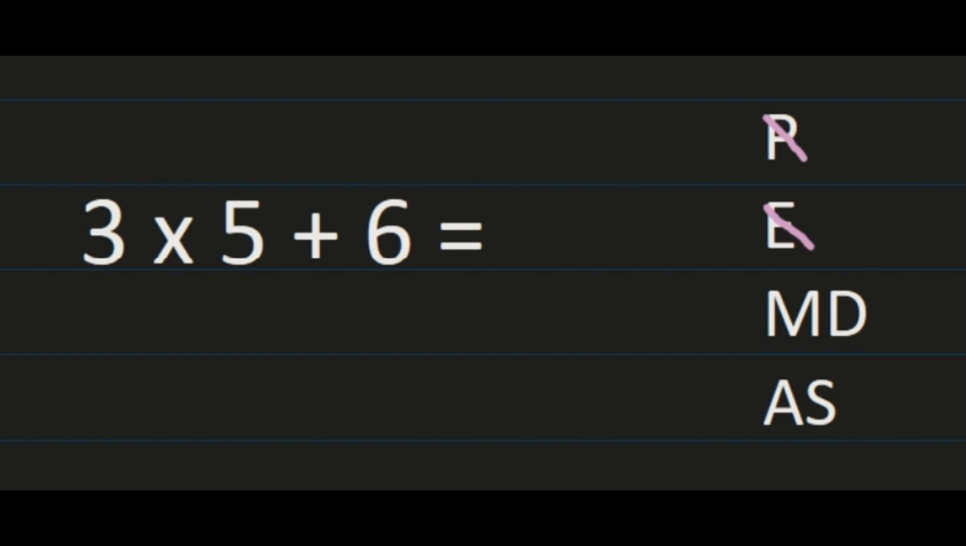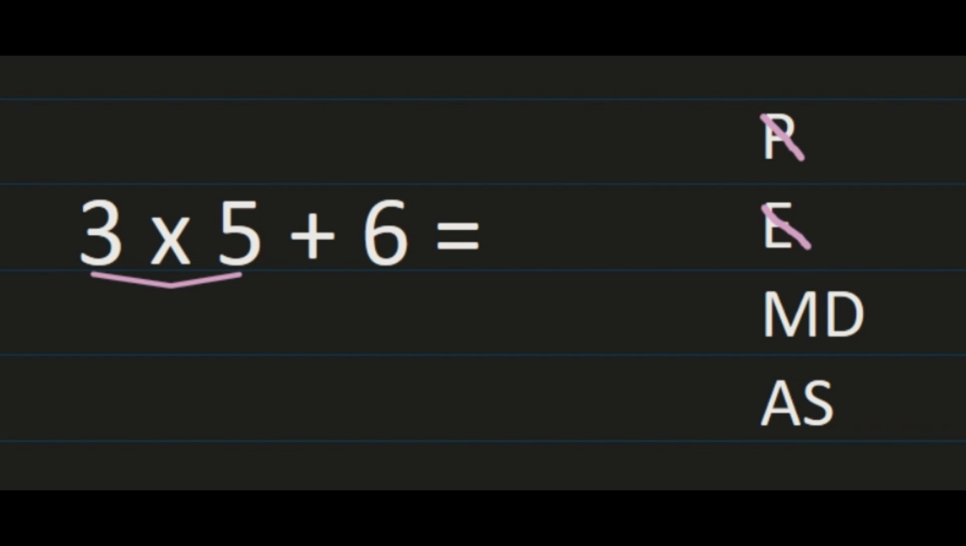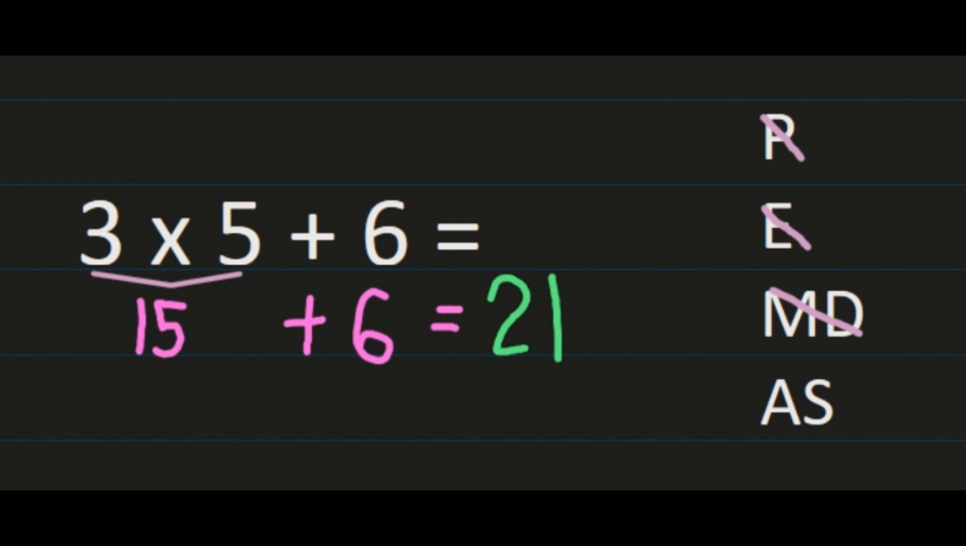So now I'm on the multiplication and division, which we work from left to right. I do have multiplication. I have 3 times 5, so that's what I'll start with. 3 times 5 is 15. Then bring the rest of your problem down, so we still have the plus 6. Now we only have one step left. We've done our multiplication and division, which puts us at addition and subtraction, but in this case, your only option is 15 plus 6. And 15 plus 6 equals 21.